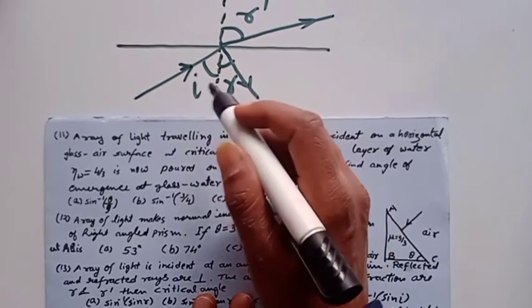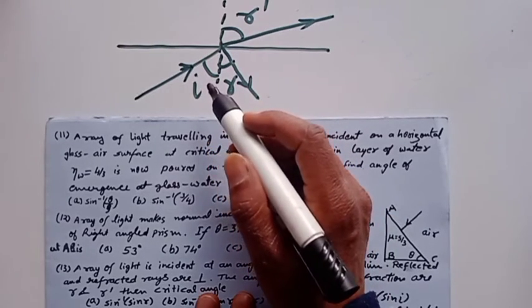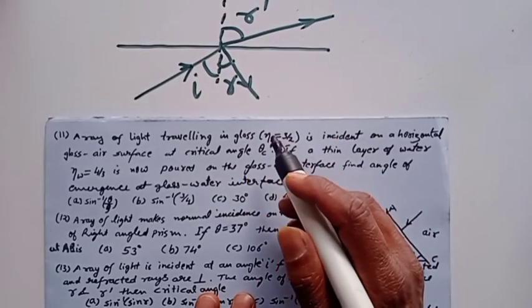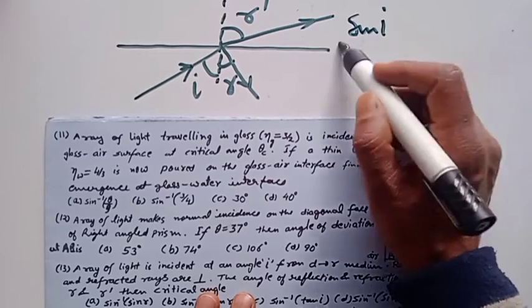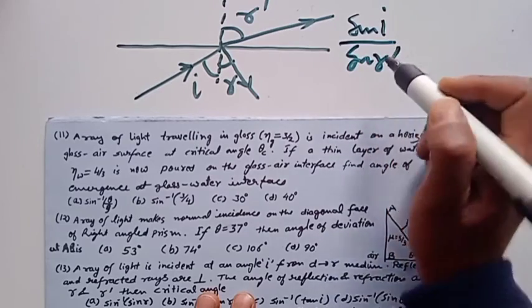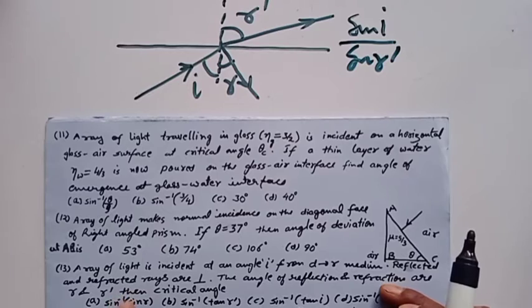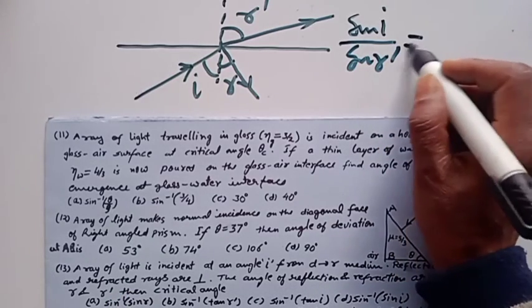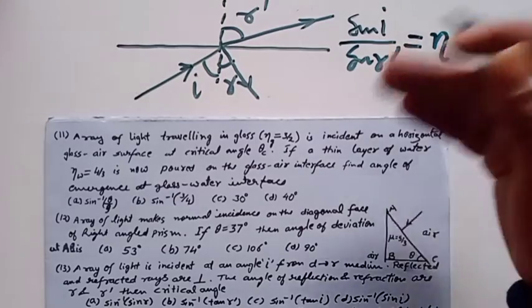So remember, this angle of incidence is just the angle of incidence. It has nothing to do with that critical angle. So how will we introduce that critical angle part? So we will apply Snell's law, sine i upon sine r dash. Let me see, r dash is refraction. Yes. So r dash is equal to the refractive index. I use eta.